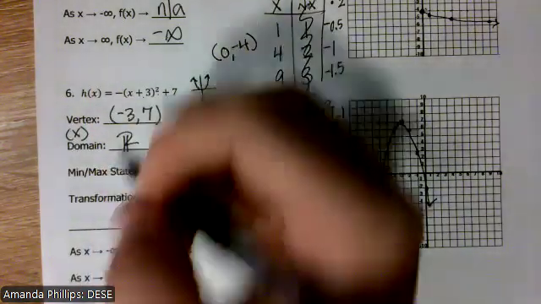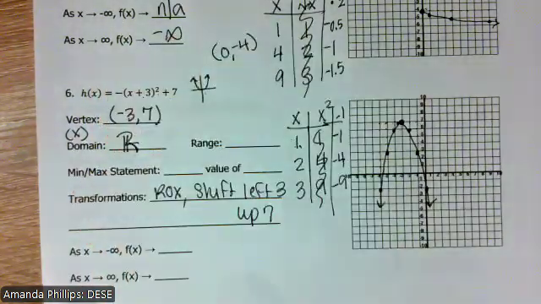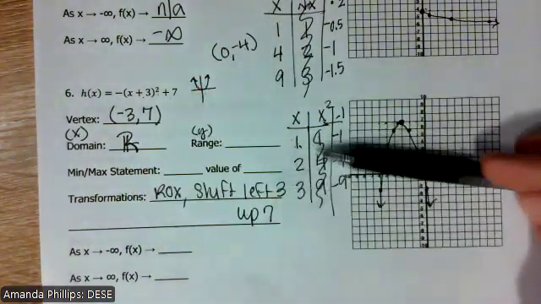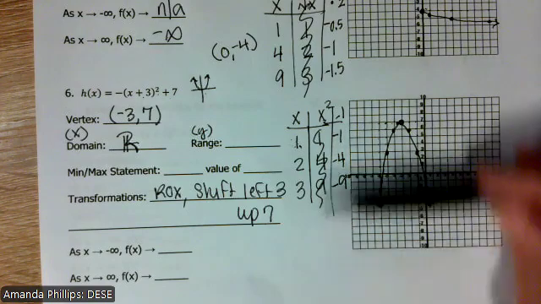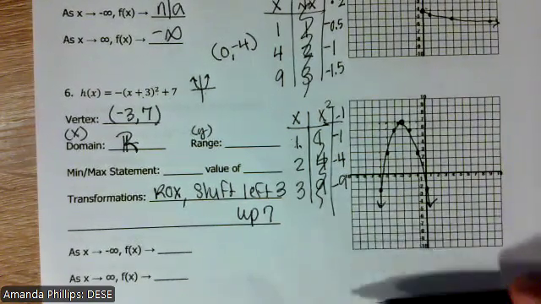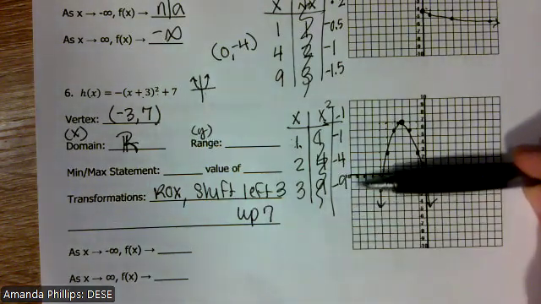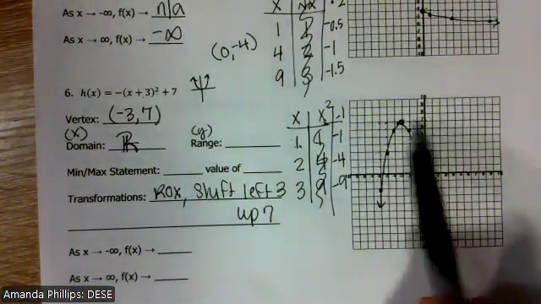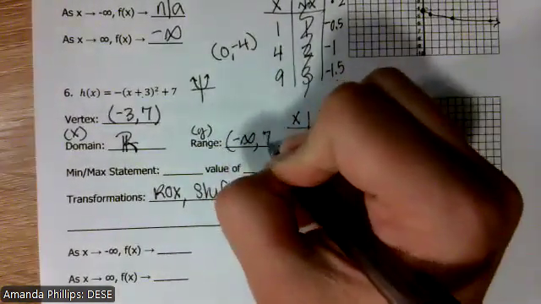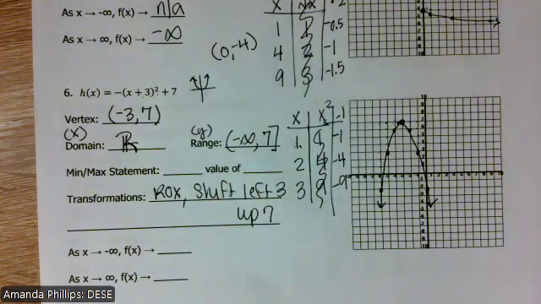That's an R. It looks weird. Let me fix that. There we go. Now the range is your y values. It's not that simple, but you're always listing it from the bottom to the top. So how far does the graph go down? It goes to negative infinity. How far does the graph go up? It goes up to 7. So I know that we are coming from negative infinity going up to 7, and 7 is included.